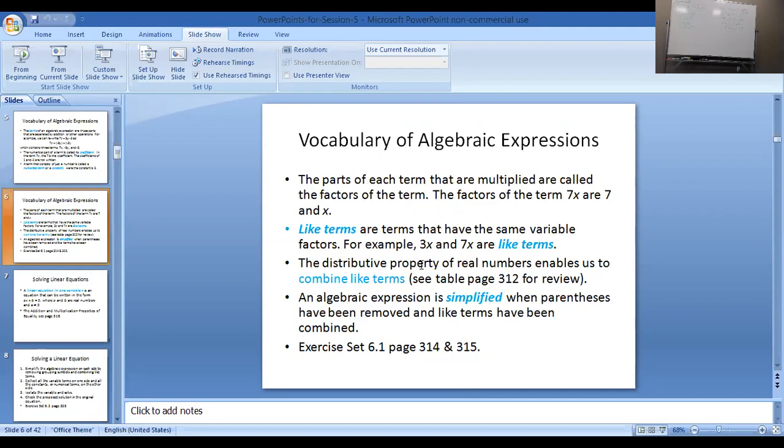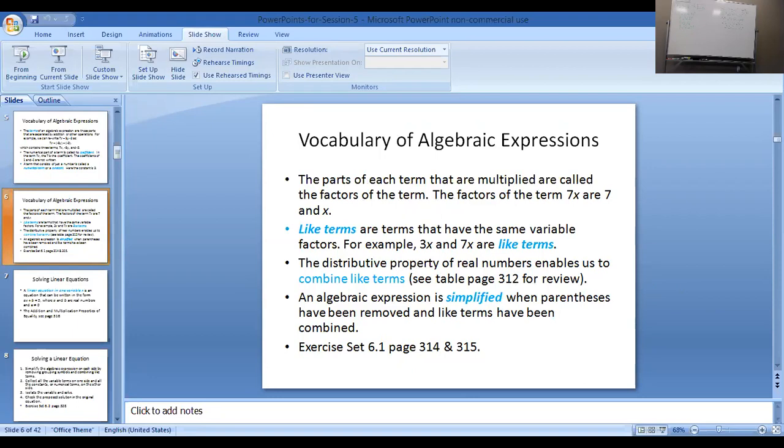We can use the distributive property of real numbers on page 312. You can review that, and you can simplify. You should simplify an algebraic expression when the parentheses are removed and you get to its simplest form. For example, let's go to page 314.